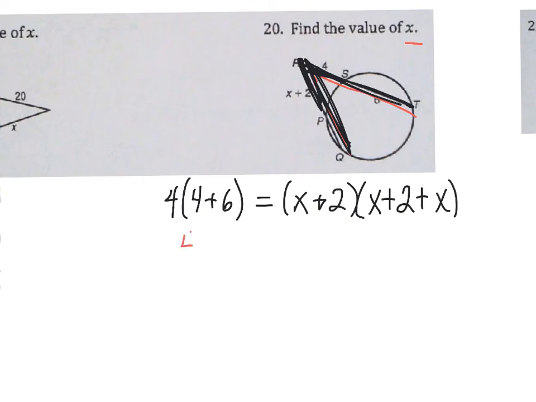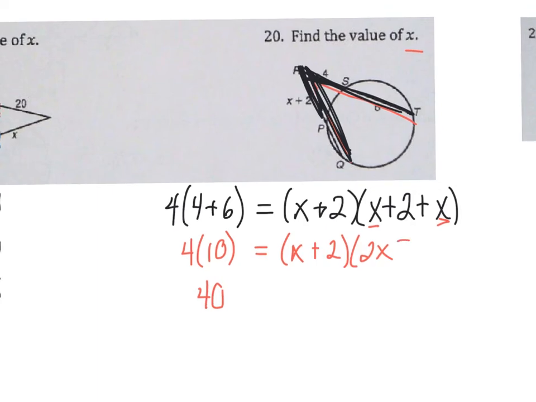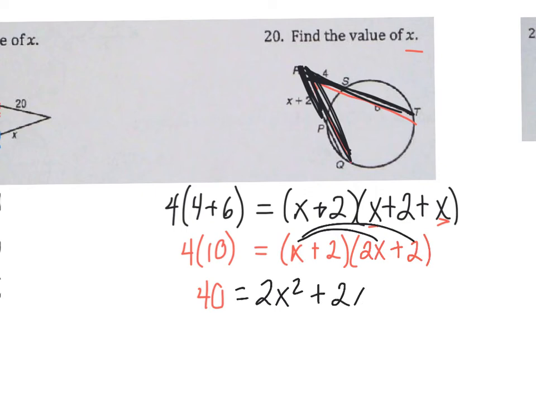So let's clean all this up. We end up with 4 times 10, which I know is going to give me 40. And over here, I'm going to have x plus 2 times 2x plus 2. Sorry, 2x plus 2. So I'm going to have to FOIL this as I go through. So remember, we got 2x squared plus 2x plus 4x, and lastly, plus 4.